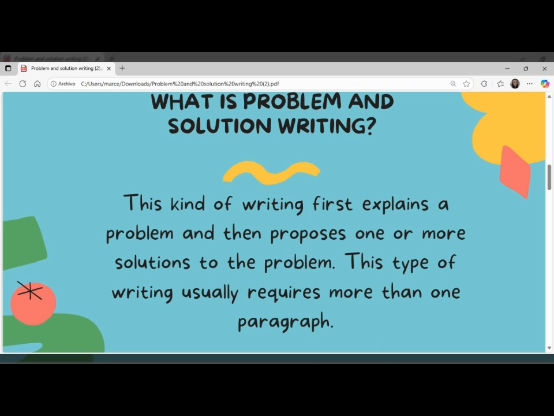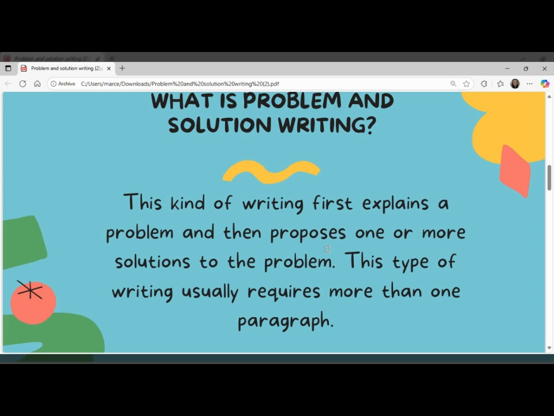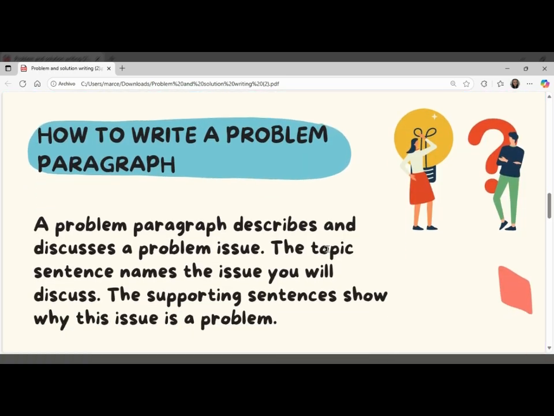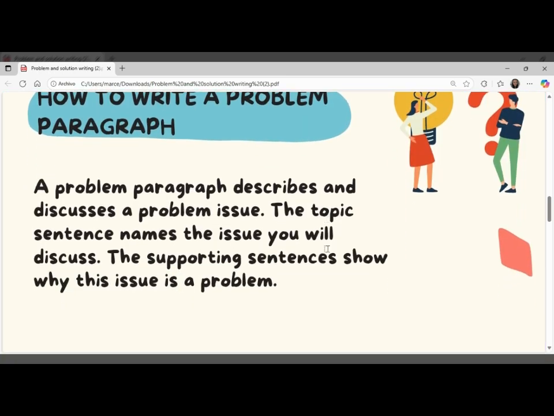When you are doing this type of writing, usually you're going to need more than one paragraph so you can develop all the ideas. How are you going to write a problem paragraph? First, you need to know that in the problem paragraph, you're going to discuss why you think the problem is a real problem.